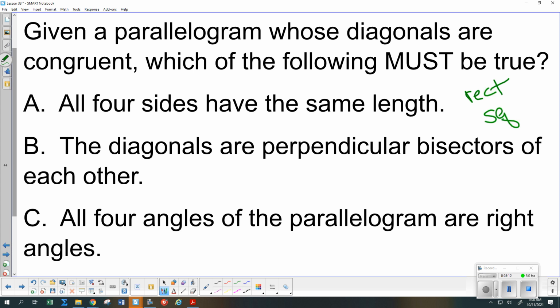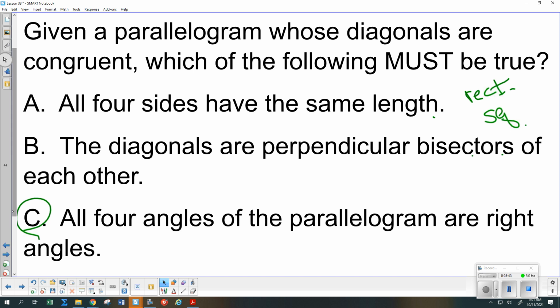So if it must be a rectangle, do all four sides have to have the same length? Now, might be, but doesn't have to be. Diagonals are perpendicular bisectors of each other. Are they perpendicular if it's a rectangle? No. Are all four angles 90 degrees? So that one you're just going to write C. You don't have to write the whole sentence out. Make sense to everybody? All right, moving on to trapezoids.